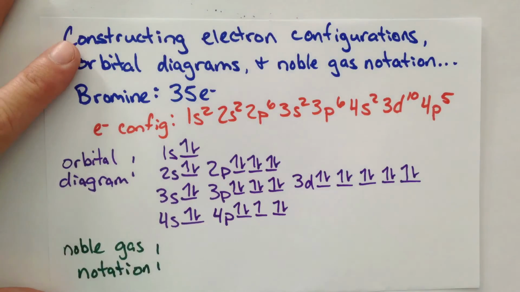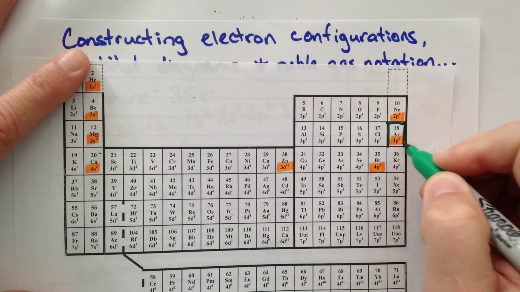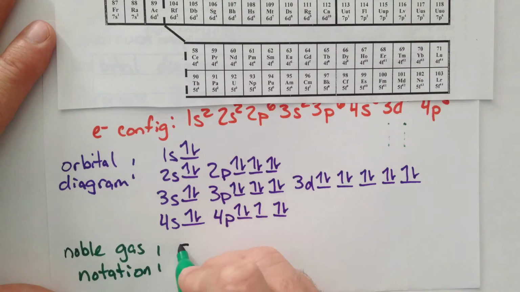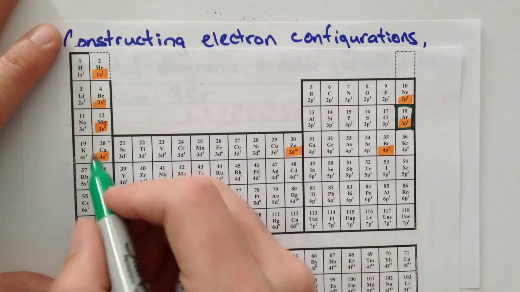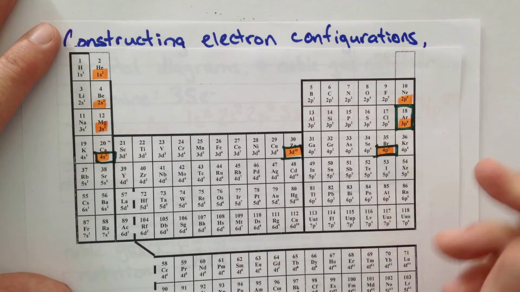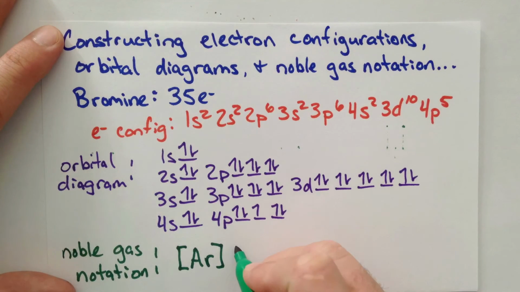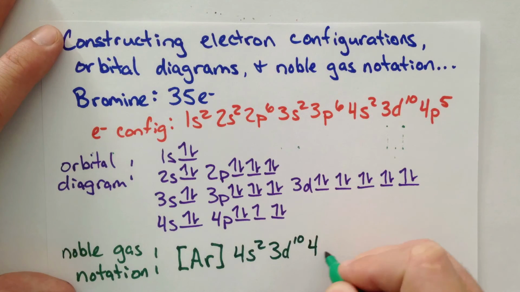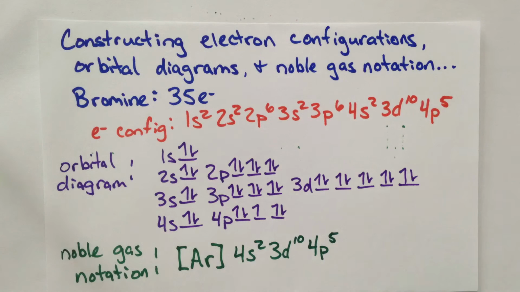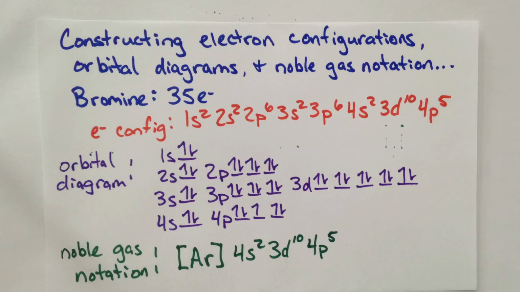With noble gas notation, it's quite simple. Look for the noble gas, argon, before the element bromine. Put argon in brackets, and then add on the next three pieces. In this case, 4s2, 3d10, 4p5. Stop the video one more time to catch up.